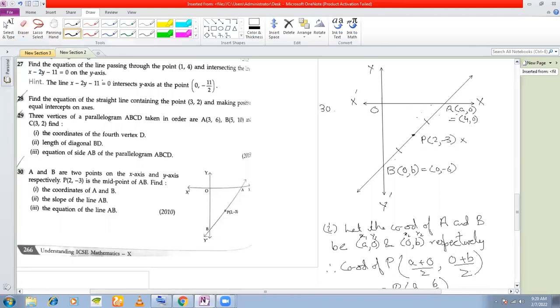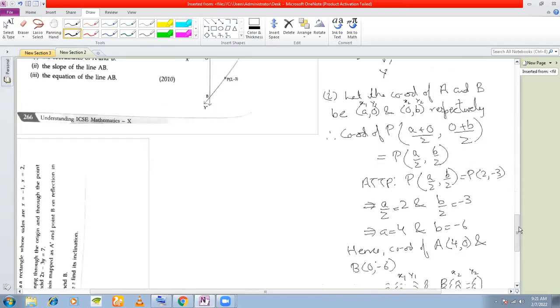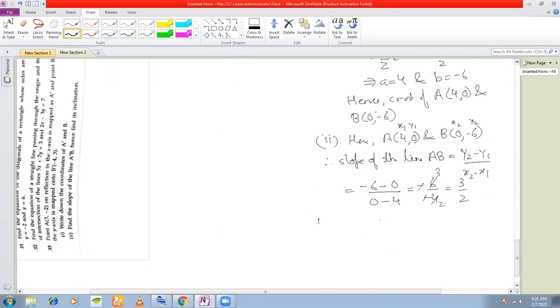Either you can choose A as x1 y1 and P as x2 y2, or you can choose P as x1 y1 and B as x2 y2, or you can choose A as x1 y1 and B as x2 y2. So three ways of doing it. Let's choose A and B once again to find the equation, because A and B both contain zeros. My guess is it may make the calculation a little easier.